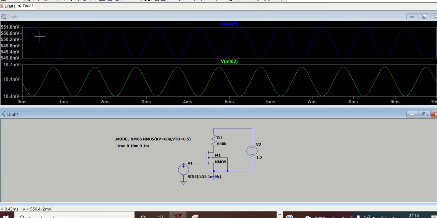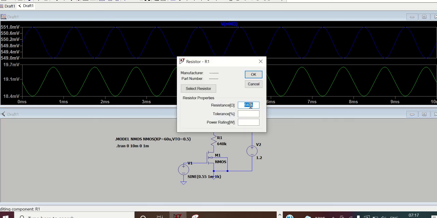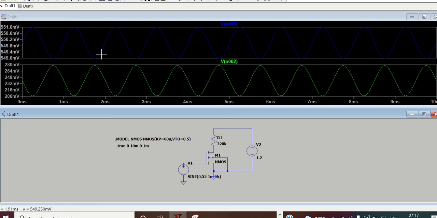So no longer amplification. There is a reverse thing which is happening. So you cannot keep increasing resistance or gm by increasing W by L. If you keep increasing it, then at one point of time your device is going to come out of the saturation region. So there is a limit. So I will go back to 320K. Now you can see we are back to good gain. Why are we having good gain?